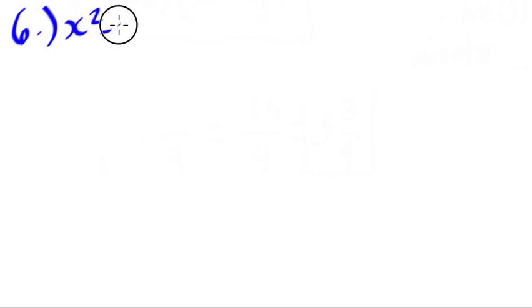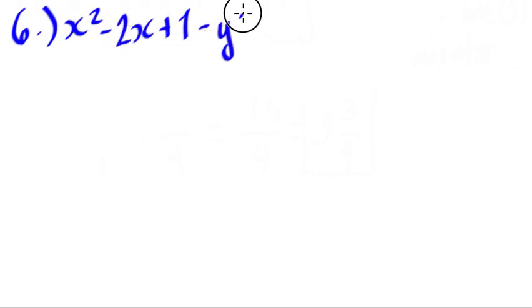For number 6, what is it for number 6? So say we have x squared minus 2x plus 1 minus y squared. Okay, this is kind of weird because we have a y and there's no other factors with a y on it. But maybe we can do this. Let's try this one.